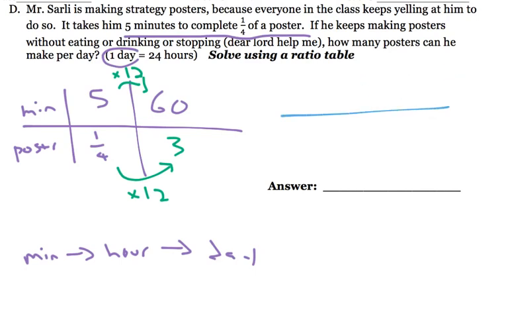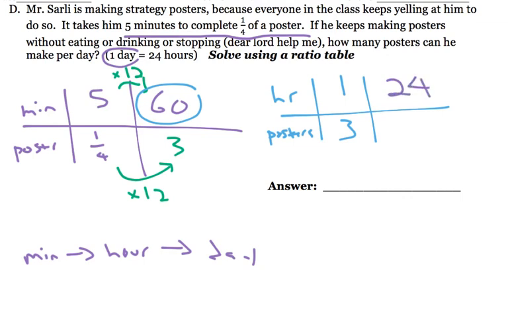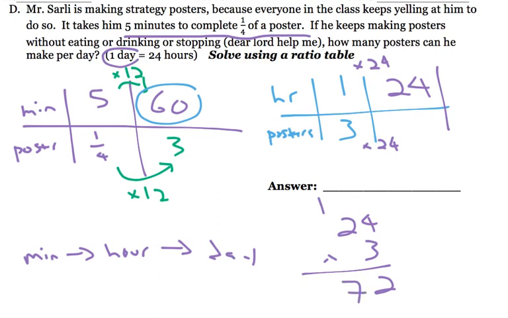So now, let's go ahead and do hours and posters. 1 hour is 3 posters. Again, I'm just rewriting this as 1 hour. And then we're trying to get to a day, which is 24 hours. So if I do 24 times 3, you should end up getting 72 posters per day.